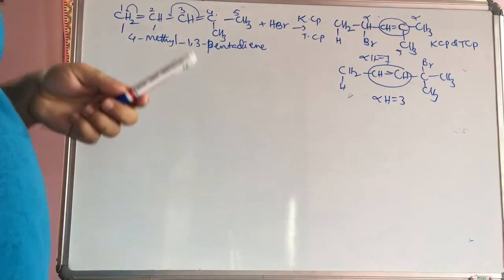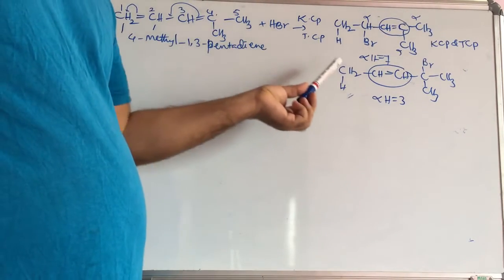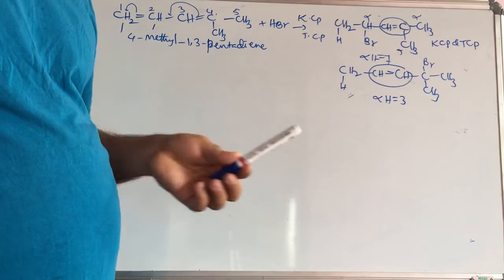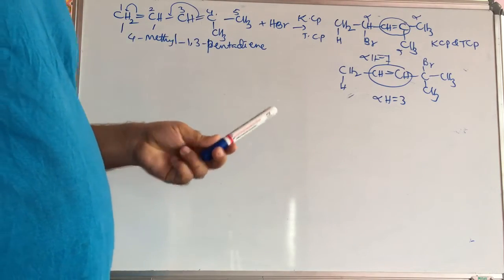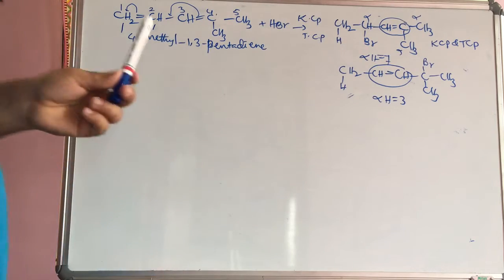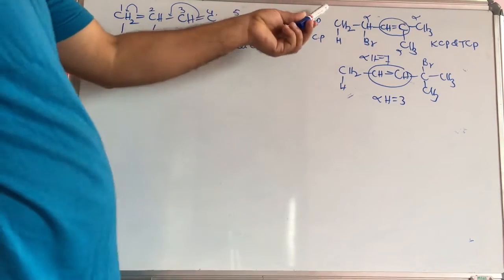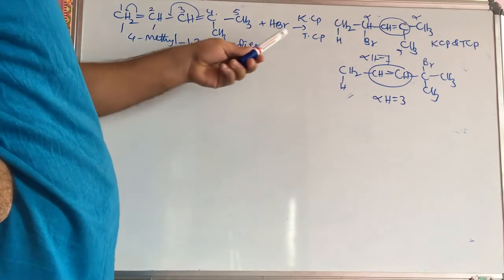That's why I already told you that 1,4 is not always the major product. Sometimes 1,2 is also the major product. That's why it is one of the good examples to understand whether 1,4 or 1,2 is the major product. It is both the kinetically controlled as well as the thermodynamically controlled product.